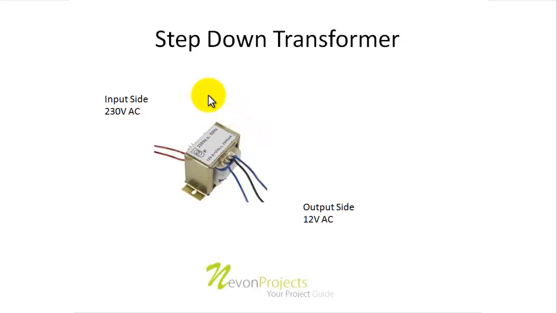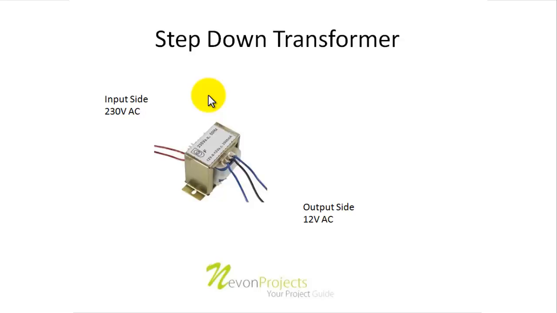Also, the transformer is rated for a particular current. For example, we can have a 500 milliampere transformer, a 1 ampere transformer, or a 2 ampere transformer. For our need, we can change the transformer as per our needs.